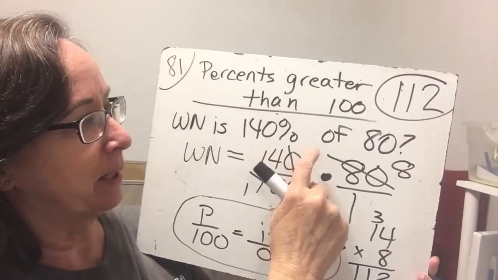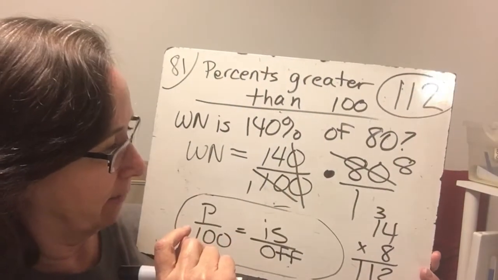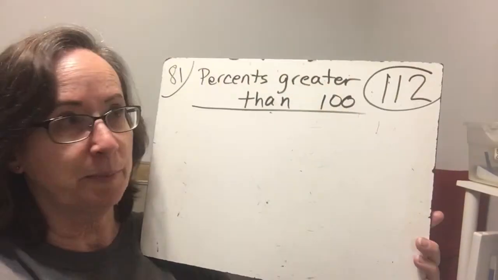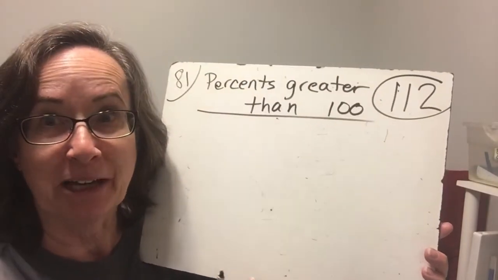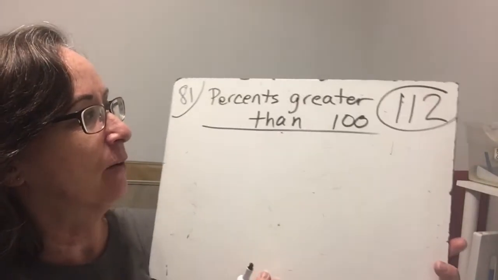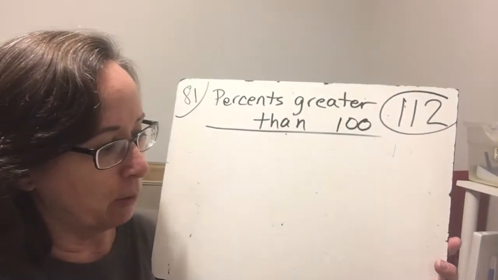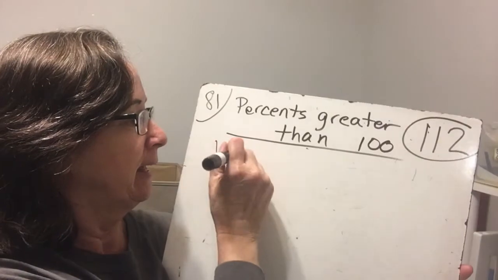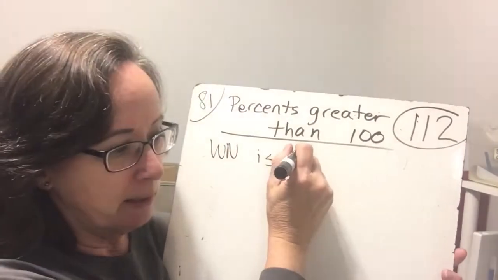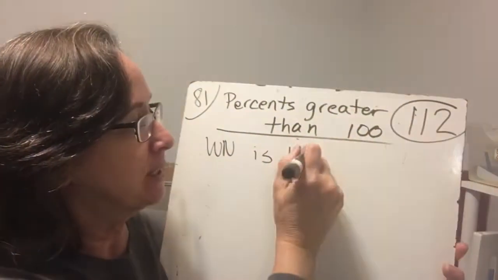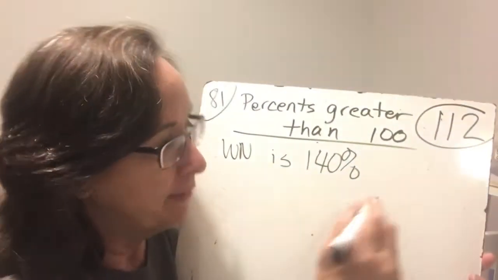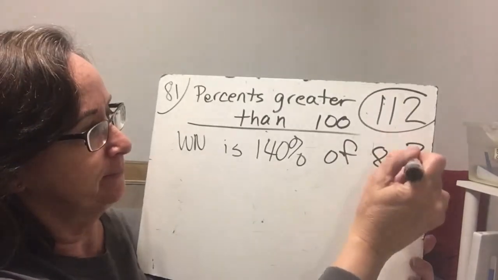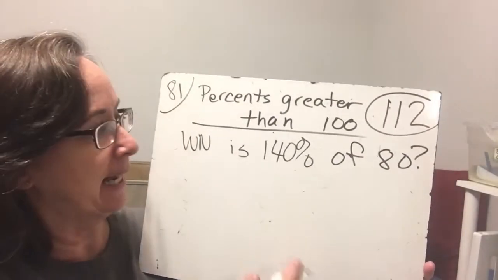is 140% of 80. Okay, so we'll do this one in the next form, but now we've got to draw a diagram. Oops, I think I said that was 102. That's 112, isn't it? Okay, so what we're going to do, oops, I erased my problem, and my problem said: what number is 140% of 80. Okay, so that was my original. And now I'm going to do my diagram.